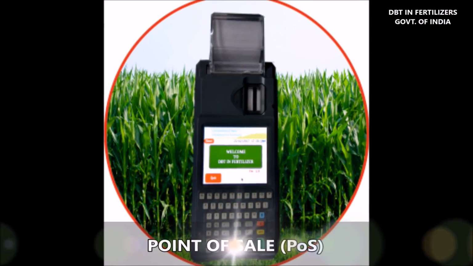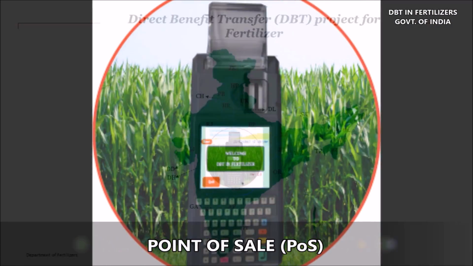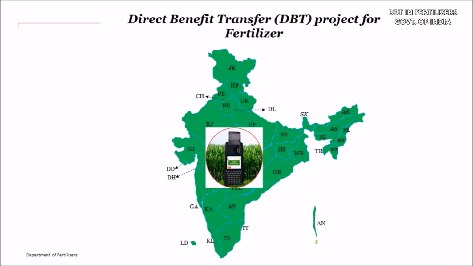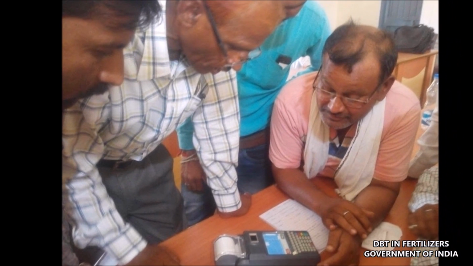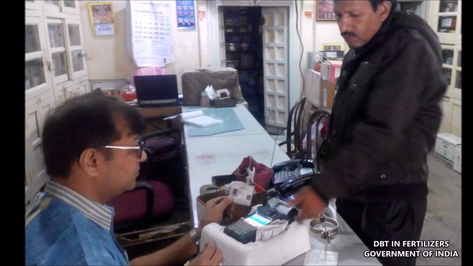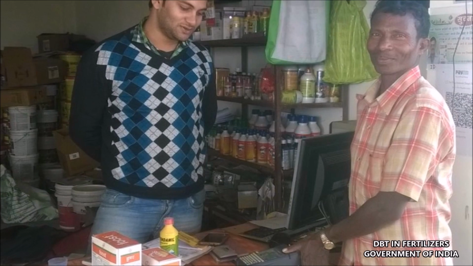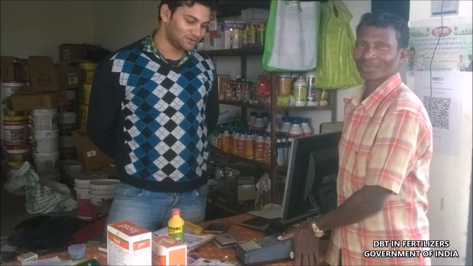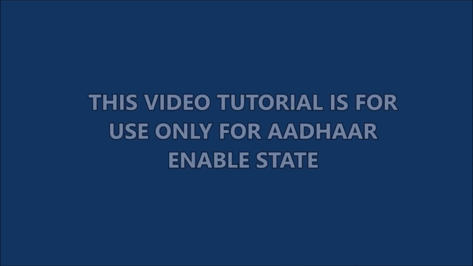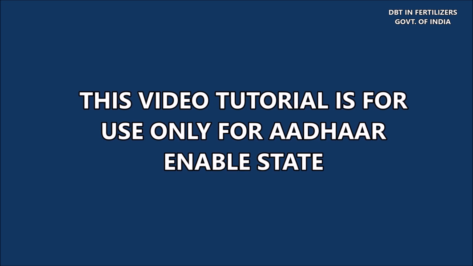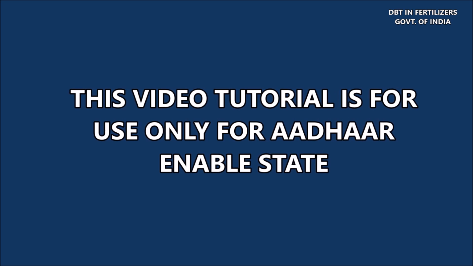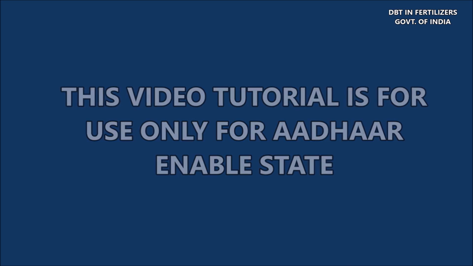The point of sale device, or PoS device, plays an important role in implementation of the DBT project, and the sale of fertilizers will be done by retailers to farmers only through PoS devices. This documentary gives a detailed account on the use of the PoS device. This video tutorial is for use only for the Aadhaar Enable State.